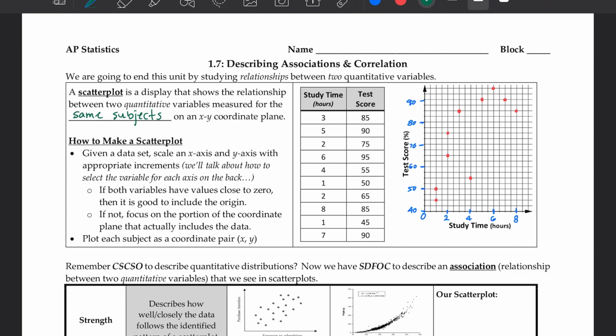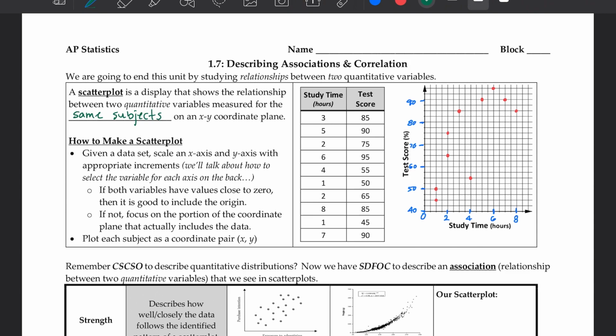So how do you make a scatter plot? We don't do it a ton, but this breaks it down for you. You want to make sure that you scale your axes so that the data shows up appropriately, and label those axes with a variable name and some units. If you have some data that is close to zero, include zero, but don't always include zero just because. You don't have to have the origin on your scatter plot. You can zoom in toward the actual window. Then you just plot each point as you would in XY coordinates.